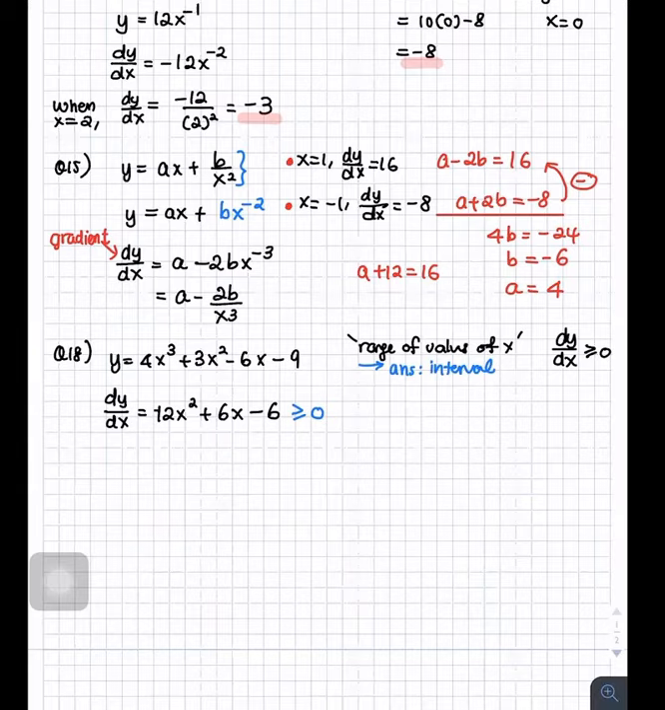Okay, let's solve then. Russell, help. 12, 6 and -6. What do you want to do? Factorize. Yes. Before factorizing, can I just divide everything by 6? Yes. Become 2x squared plus x minus 1. Factorize. So 2x plus 1 and x minus 1. 2x plus 1 or 2x minus 1? I mean 2x minus 1 and x plus 1.